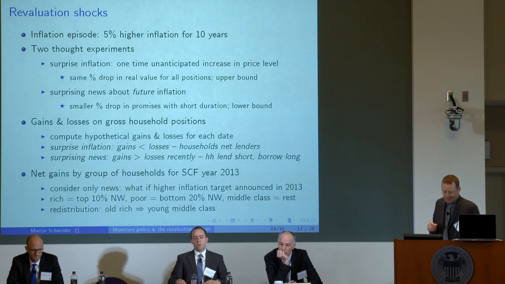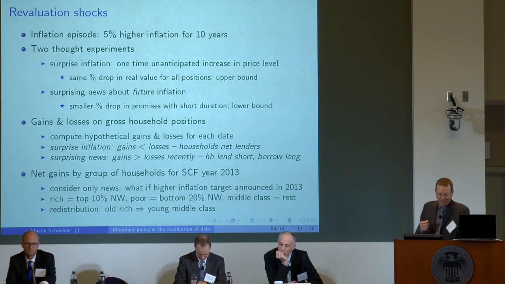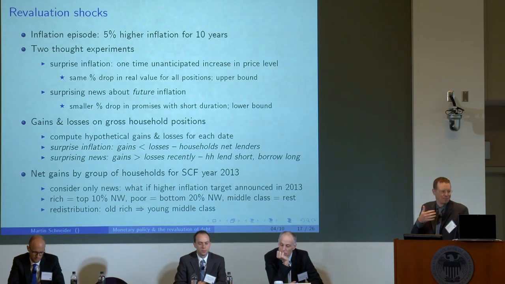So to sum up, for these hypothetical gains and losses, when we have surprise inflation, then the gains to the households are smaller than the losses because the households are net lenders. But when there is surprising news, then the gains are larger than the losses for the recent years. Because, in a nutshell, the households lend short and borrow long. So they do the opposite of what the banks do in the economy.